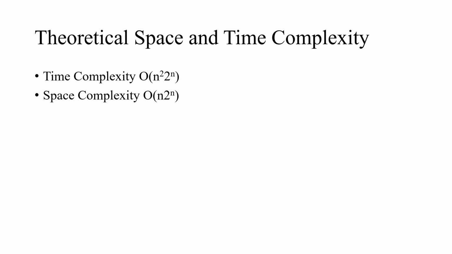Overall, this function has a time complexity of n squared times 2 to the power n. The reason is that we have 2 to the power n subpaths, and on each subpath we have to check the vertex we are at. We have to check each vertex on every subpath.